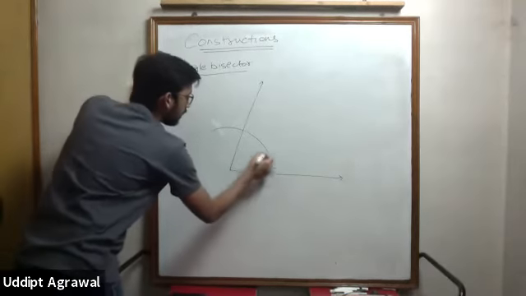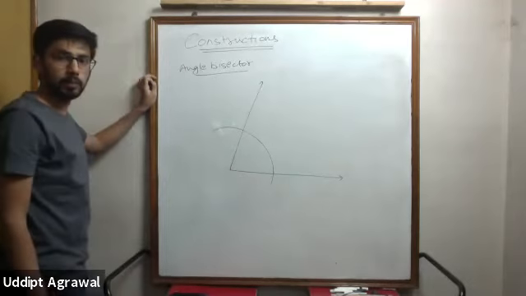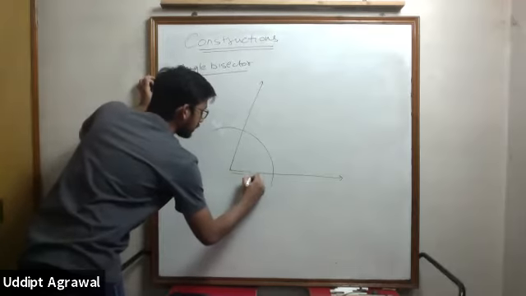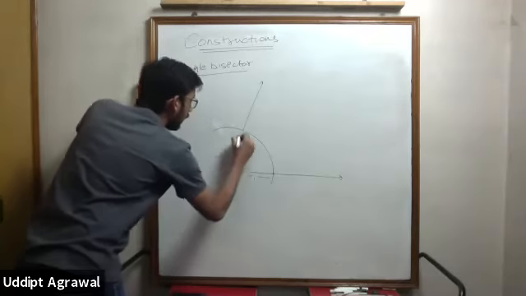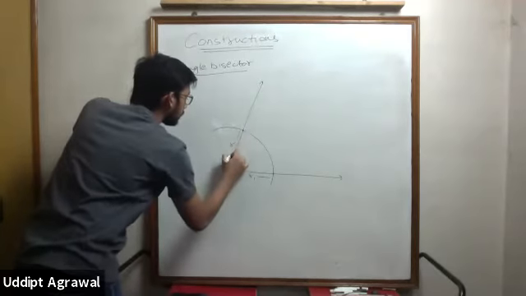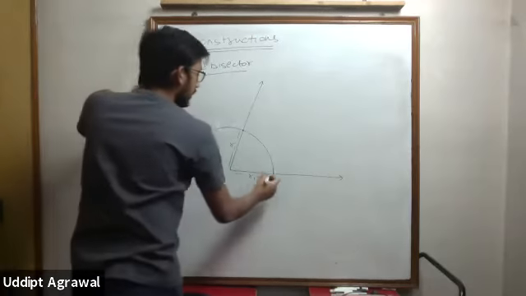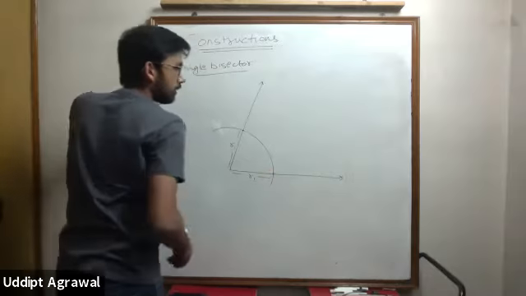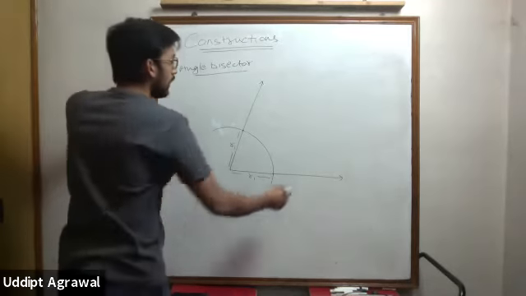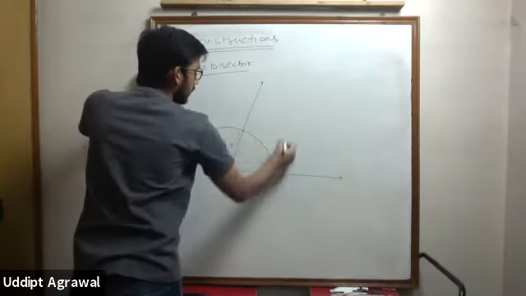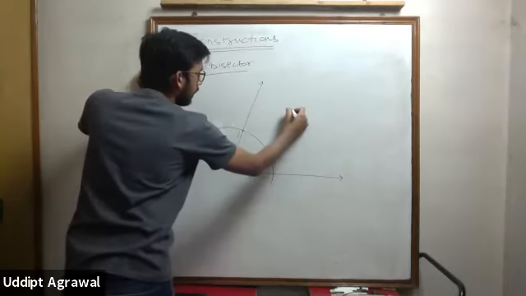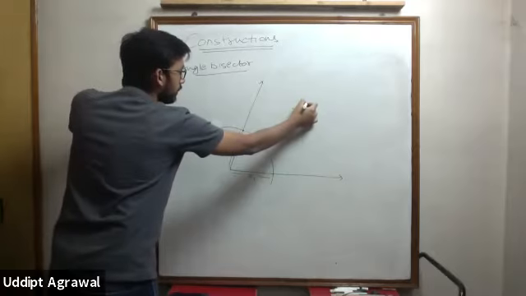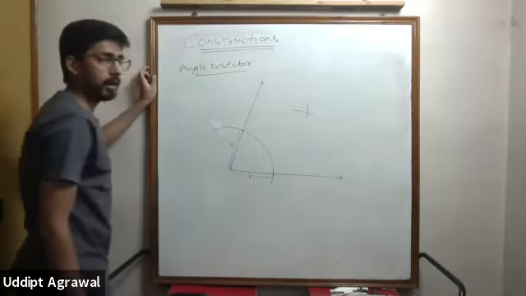If the radius is R1, all the points on the arc will be equidistant from the center with the radius R1. So this distance is R1 and this distance is also R1. Next step is from these points we take either the same radius or a different radius and make an arc here. So I'm taking this point as the center, I make an arc here like this. Then taking this point as the center, I make another arc here which will intersect this arc at some point.